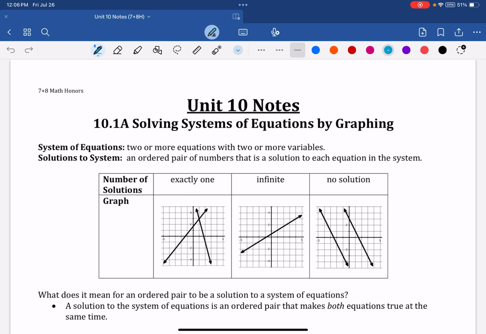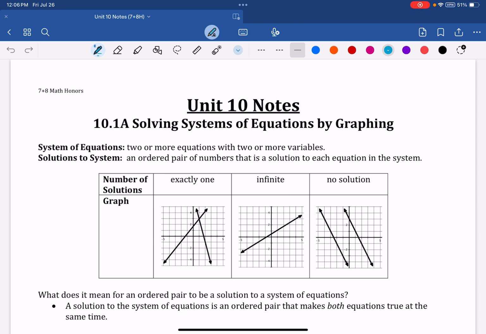Welcome to Unit 10. We're going to be solving systems of linear equations. So first of all, a system of linear equations is when you have two or more equations with two or more variables. A solution to a system is an ordered pair of numbers that is a solution to each equation in the system.